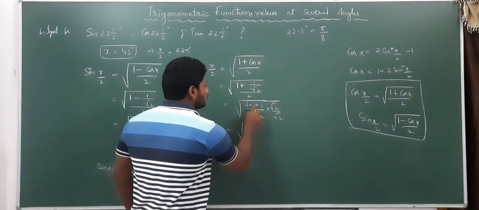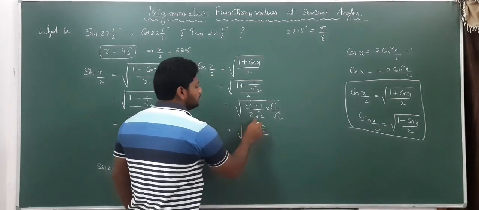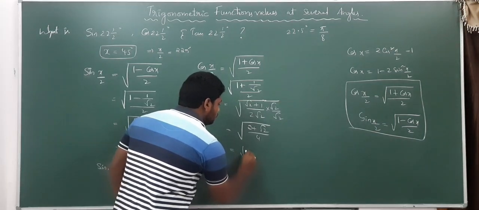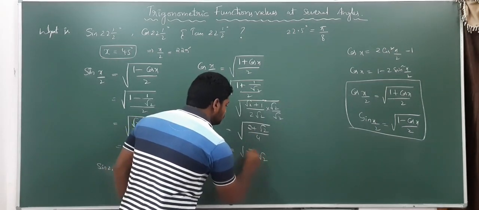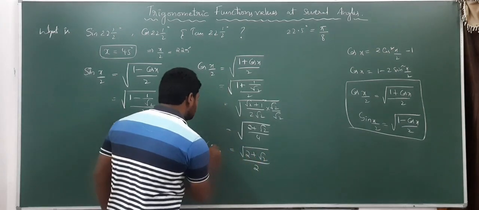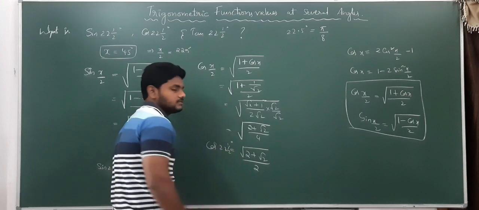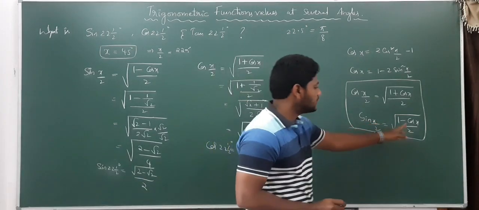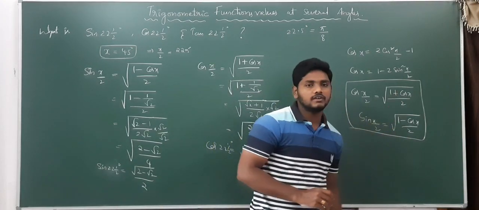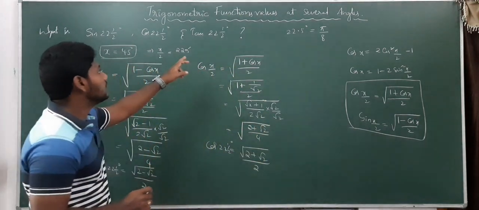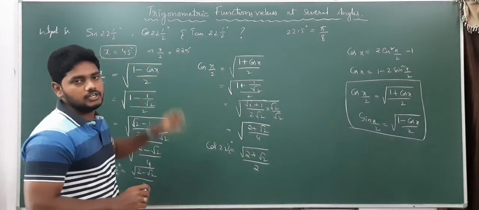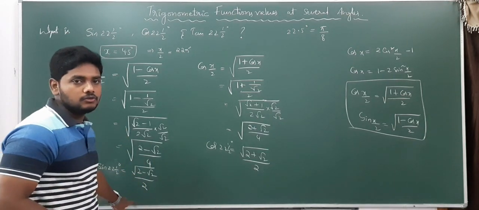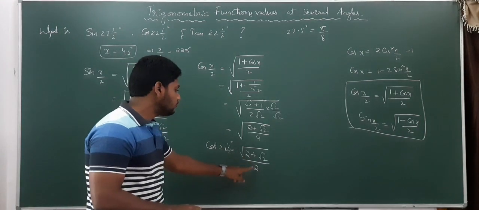So it will become square root of (root 2 into root 2 is 2, plus root 2) divided by root 2 into root 2 is 2, 2 into 2 is 4. So this will become square root of (2 plus root 2) divided by square root of 4 is 2. This is cos 22.5 degrees. Right? Do you understand? By using half angle formulas, sin x/2 equals square root of (1 minus cos x)/2, cos x/2 equals square root of (1 plus cos x)/2. See, by using that we can find sin 22.5 degrees and cos 22.5 degrees. So we got sin 22.5 degrees is square root of (2 minus root 2)/2, and cos 22.5 degrees is square root of (2 plus root 2)/2.